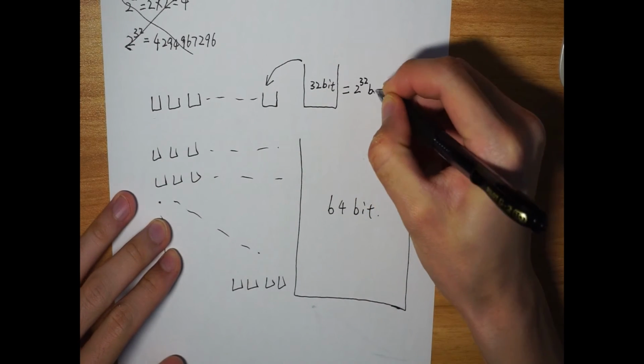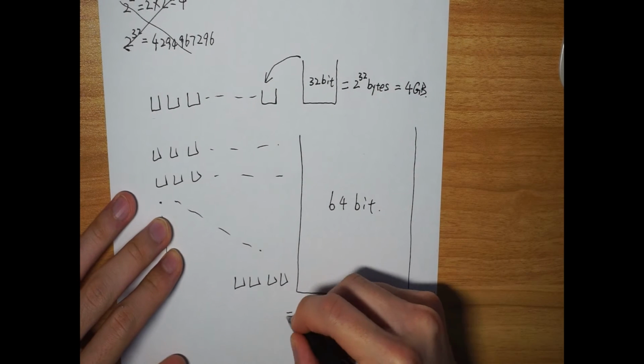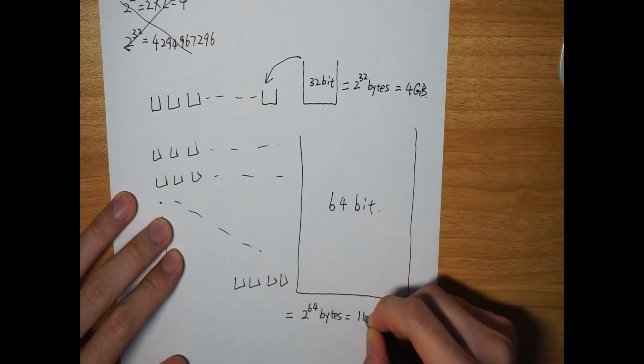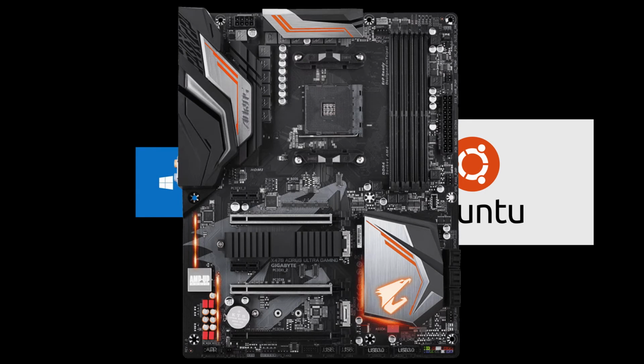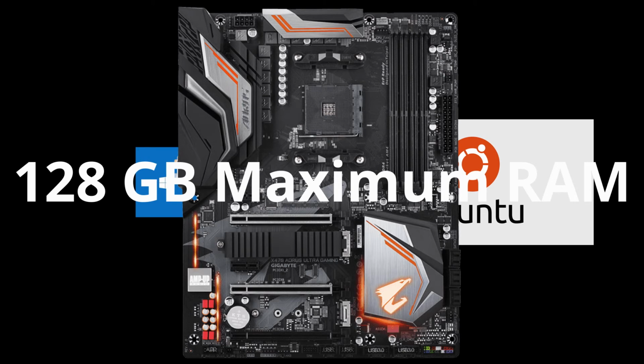So for a 64-bit system, the theoretical maximum RAM it could have is 2 to the 64th power bytes. But in reality, because of some limitations of the operating system and the motherboard, the maximum amount of RAM that a system could have is capped at around 128 gigs for a consumer-level computer.